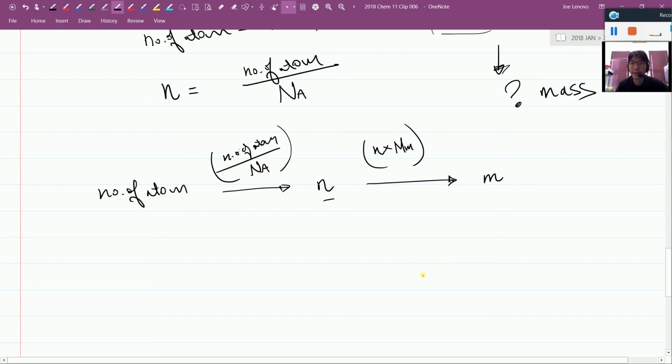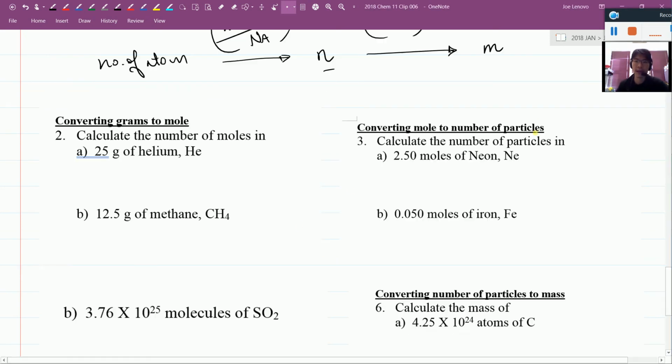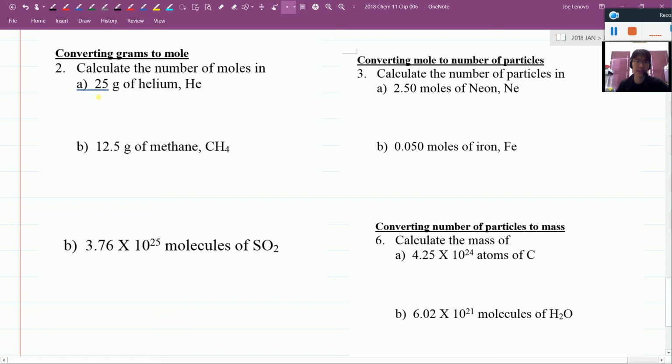Remember, I give you quite a few exercises, so I will try to use a couple of examples and put them up here. Then you will get a bit better idea. So for the exercise I gave you, there would be a few areas that you need to do. You need to convert gram into mole, or convert mole into number of particles, convert number of particles into mass, or convert molecules into mole. So how do we do all these types of questions?